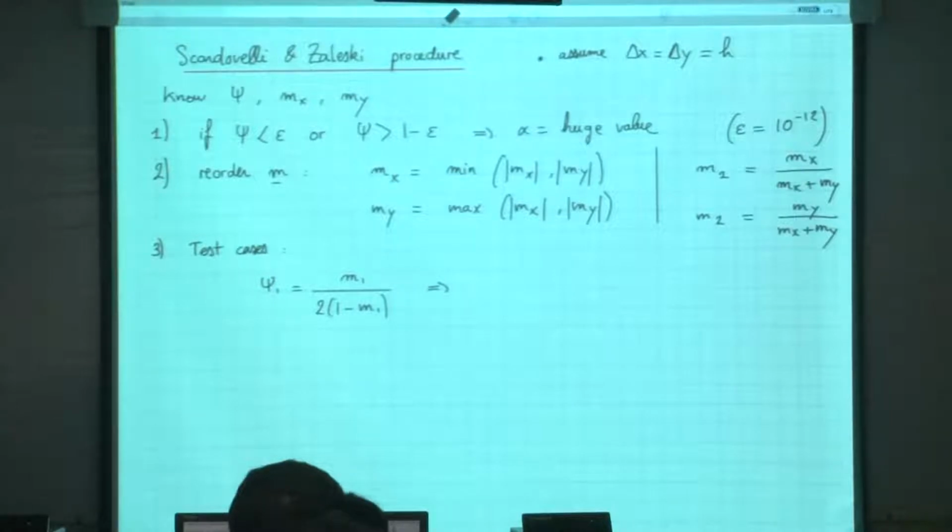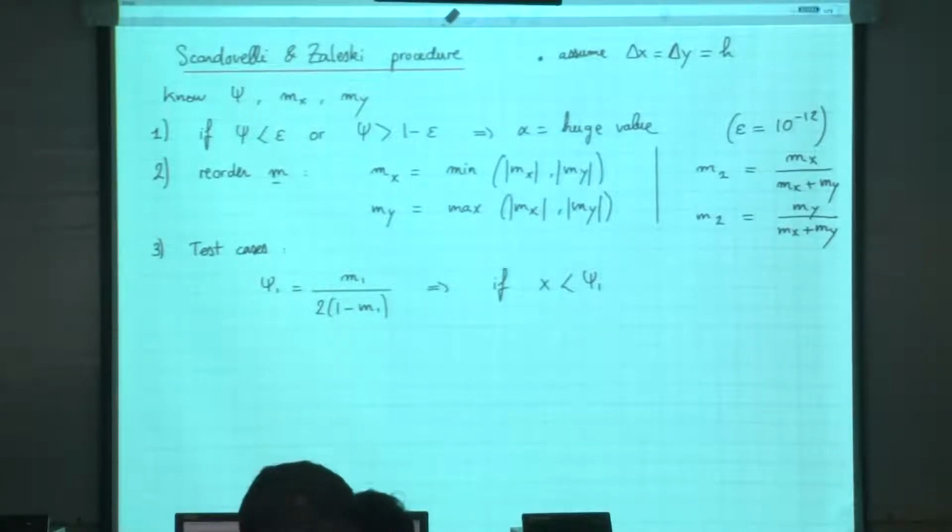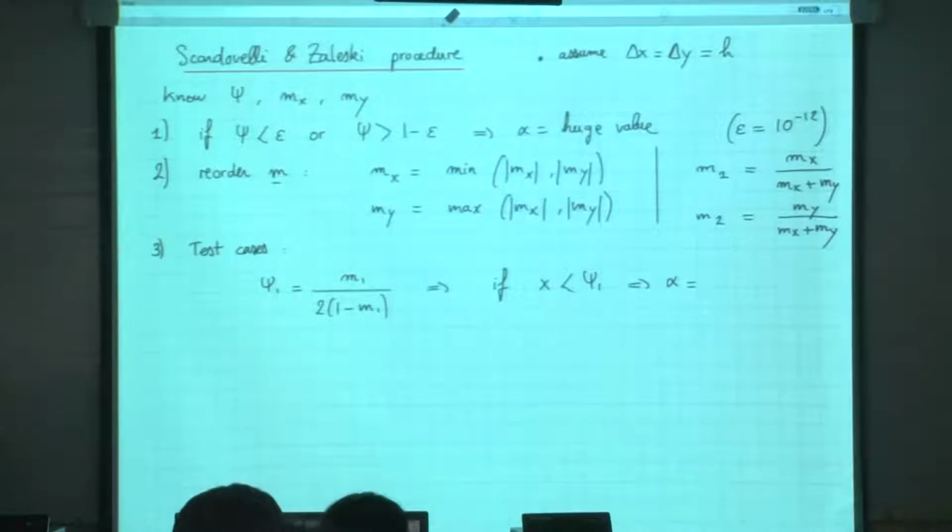The test here is the following. We're just trying to use as many simplifications as possible to limit the number of steps in our calculation. I will test not directly the volume fraction, and you'll see why in a second. I will test the quantity x and see whether it is less than my limit value psi case one. Do I have a triangle popping out on the right? If the answer to that question is no, then I will find my alpha is equal to the square root of 2 m1 times 1 minus m1 times x.